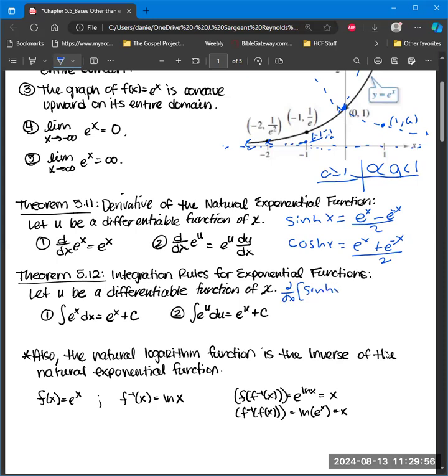sinh, the way I say that, hyperbolic sine, is going to be cosh, and the derivative with respect to x of cosh is going to be sinh. And that means that the integral with respect to x of sinh is going to be cosh x plus c, and the integral with respect to x of cosh x dx is equal to sinh x plus c.